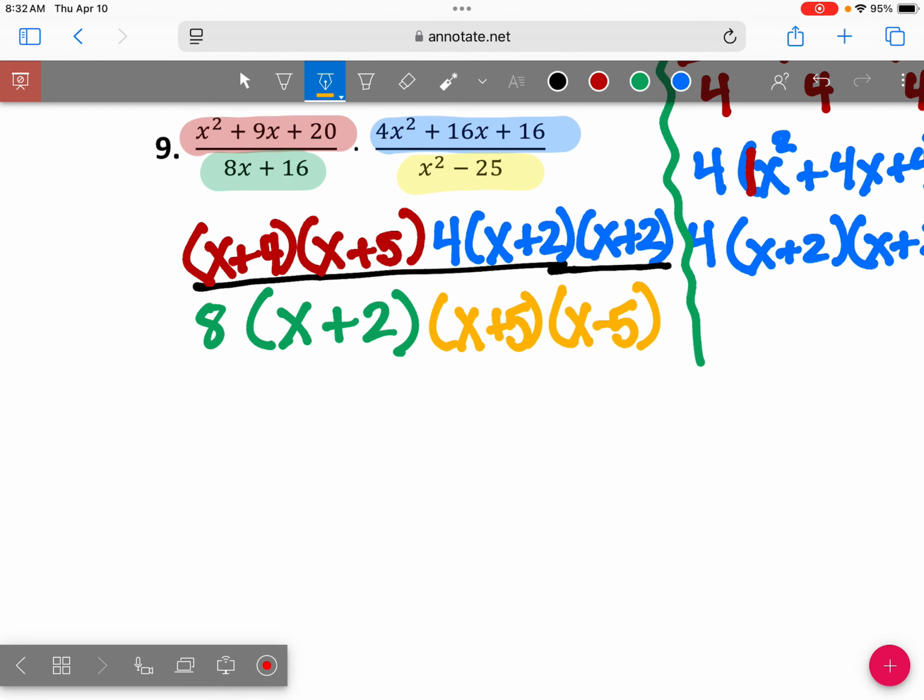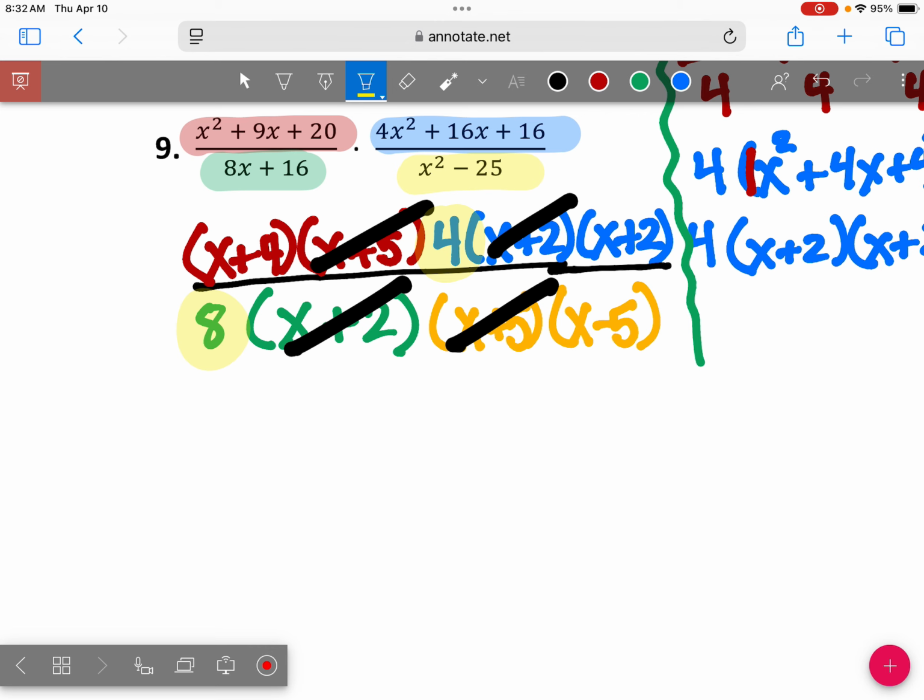And we can start canceling things out. So we had a lot of factoring to do. So one thing that goes away that I see is a x plus 2. The other thing is a x plus 5. Is there anything else? All right. These two numbers can also be reduced.